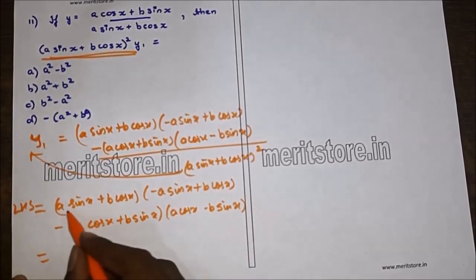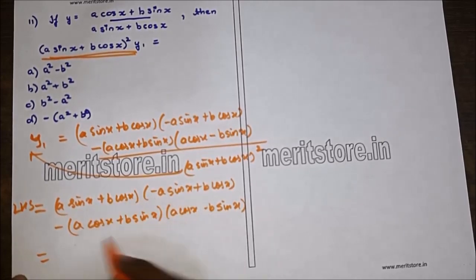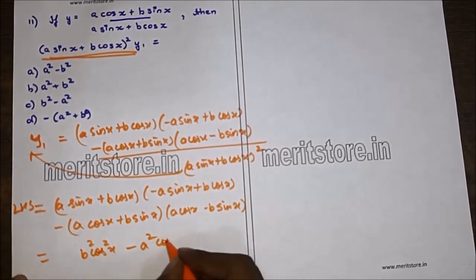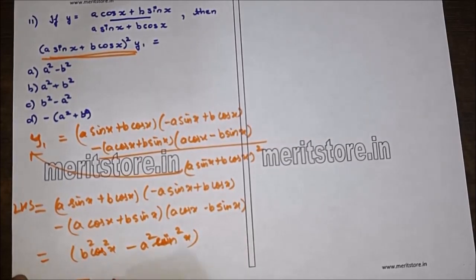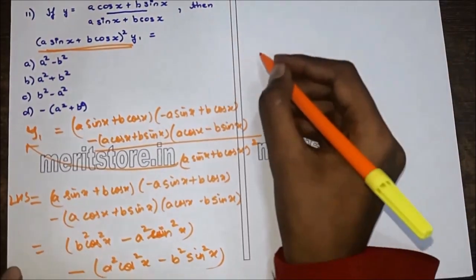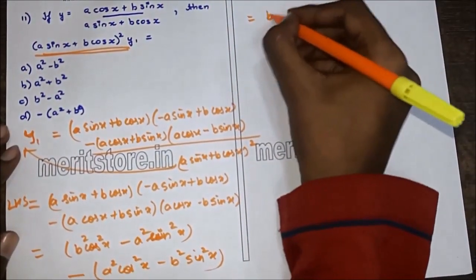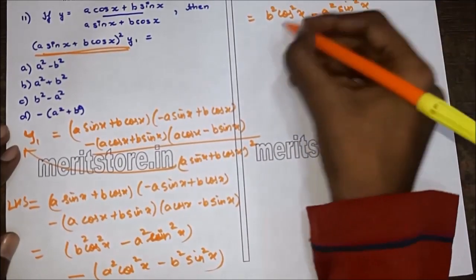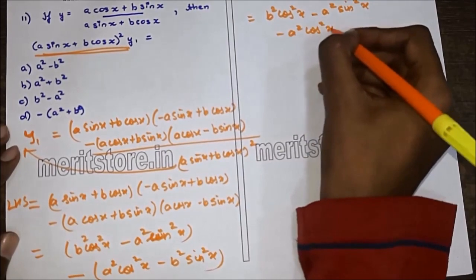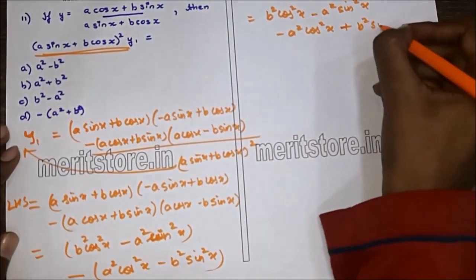So now this is in the form of (a plus b)(a minus b). So this is a square minus b square. So that is b square cos square x minus a square sin square x minus a square cos square x minus b square sin square x. That is b square cos square x minus a square sin square x minus a square cos square x plus b square sin square x.